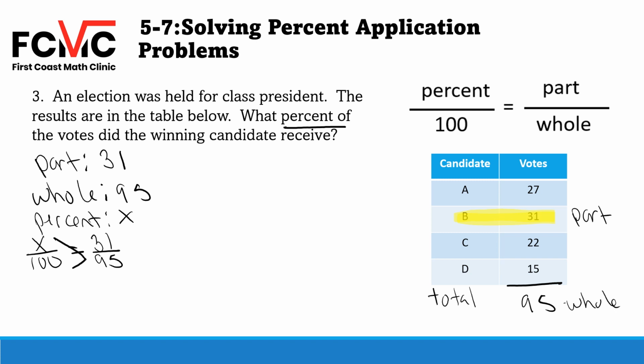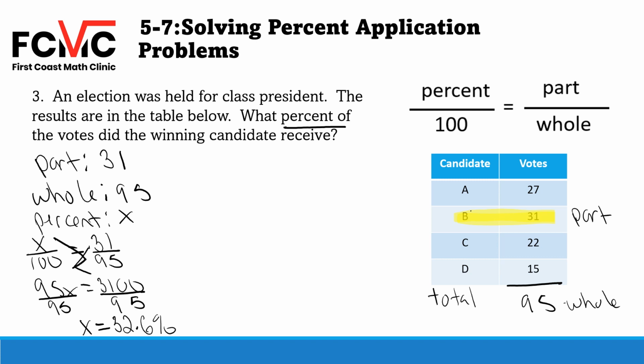Let's cross multiply. x times 95, we get 95x. 31 times 100 is 3,100. Then we can divide by 95 and 95. And we get x equals, I'm going to round this to the nearest tenth, 32.6%. So candidate B got 32.6% of the votes.